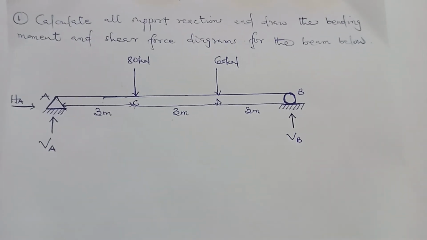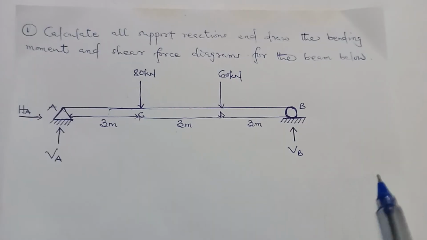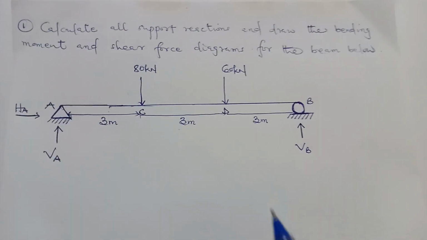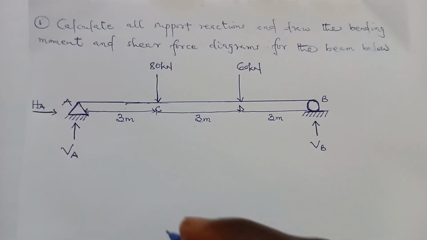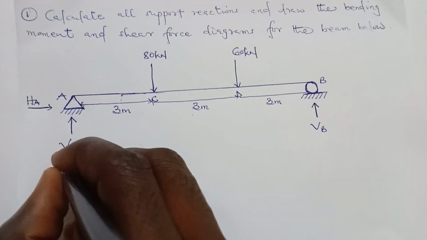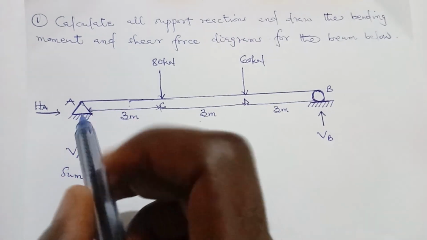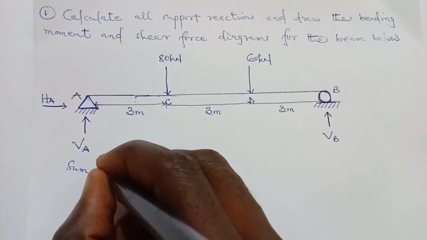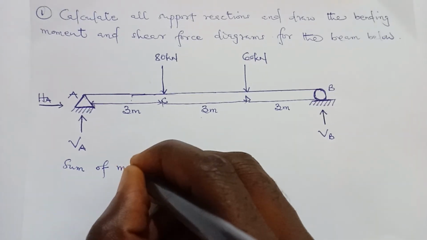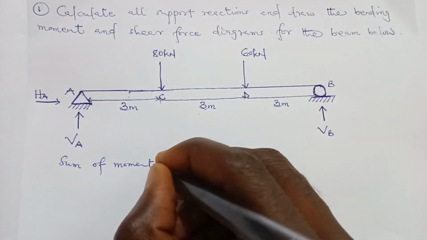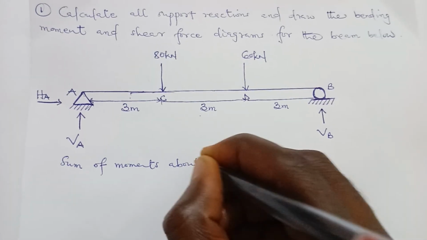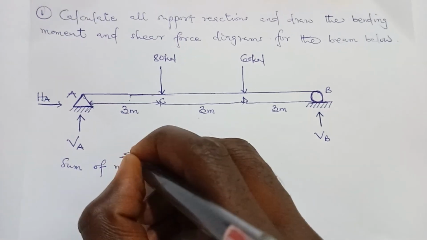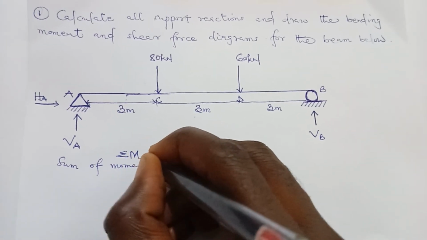We'll be using the three equilibrium equations to calculate the support reactions, because the support reactions will help us to draw the bending moment and the shear force diagrams. You can take moment about any one of the supports. So let's choose support A. Sum of moments about A should be equal to 0, or in other words, sigma MA should be equal to 0.